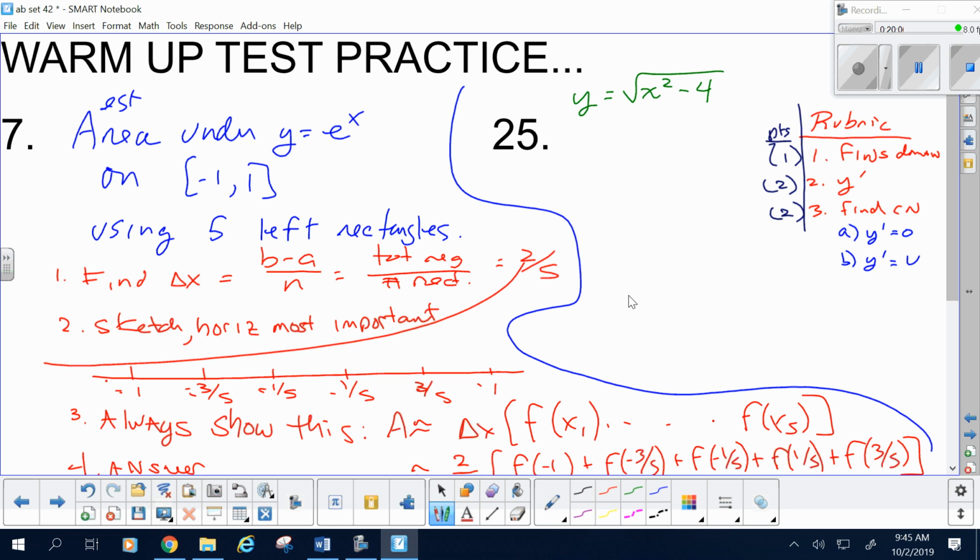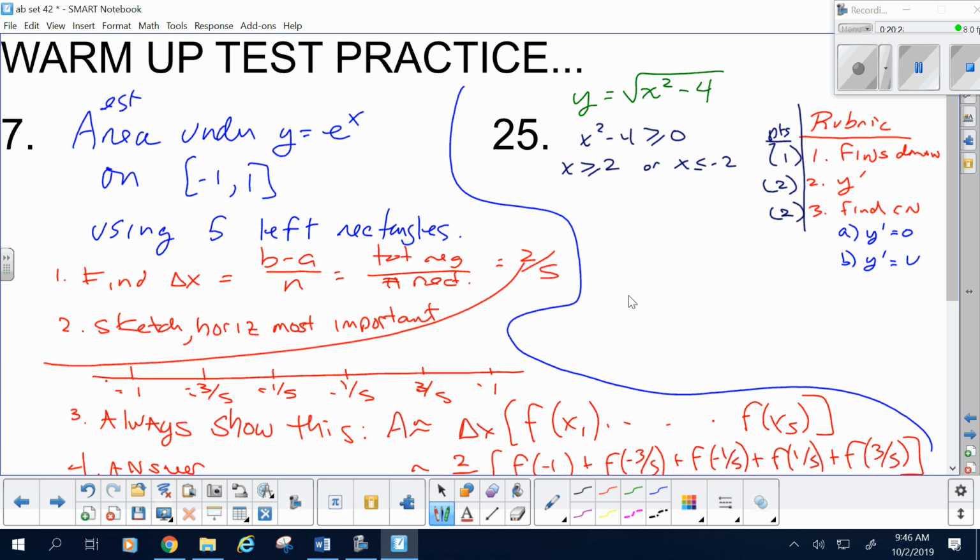Okay. How many critical numbers did you get? 2. Okay, so first thing I look for is, did you find the domain? Would you agree that for a root, x squared minus 4 must be non-negative, or greater than or equal to 0? Yes. That implies x must be either greater than or equal to 2 or less than or equal to negative 2, in order for the square of the number to overcome the subtracting 4. Are we good?